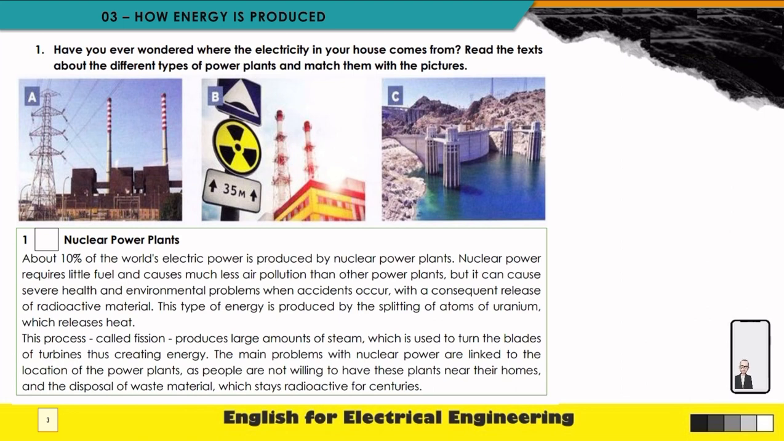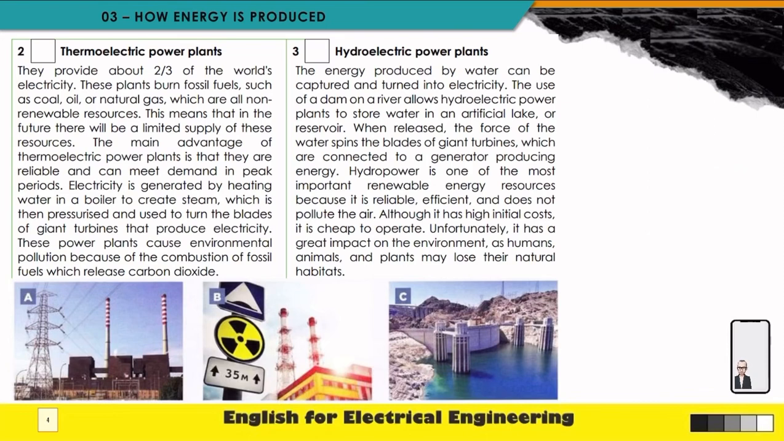All right, so nuclear power plants, which picture is it? A, B, or C? This is picture B. Right, two more here. The one, number 2 here is thermoelectric power plants. They provide about 2/3 of the world's electricity. These plants burn fossil fuels such as coal, oil, or natural gas, which are all non-renewable resources.